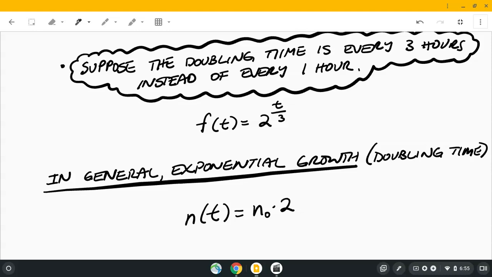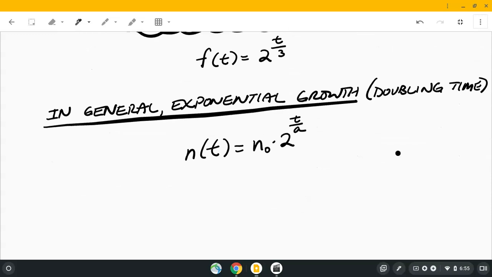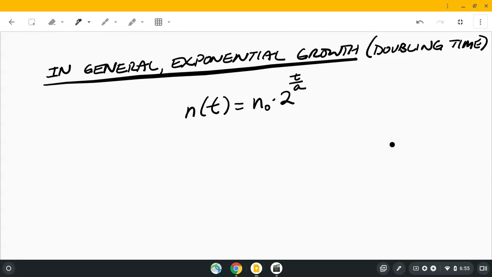Okay, so then over here, it would be not t over 3. That would be true only if it's doubling every 3 hours. But if it's doubling every 4 hours or 5 hours or 6 hours, then we need to change this number here. Because if it's 3 hours, then we would need t to be cut in thirds. If it's every 5 hours, then we would need t to be cut in fifths. Okay, so this is our general formula for exponential growth to double.